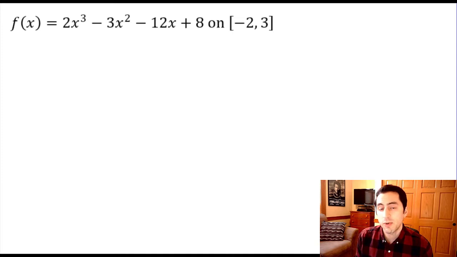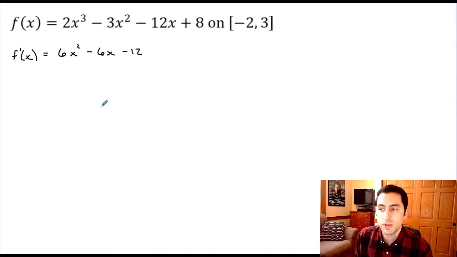The first thing I want to do is find all the critical numbers for this function. So let's start by finding the derivative, f prime of x. This is a polynomial, so we can just use the power rule on each of the terms. The derivative of 2x cubed: the 3 comes down out front, 3 times 2 is 6x squared. Then the 2 comes down, minus 6x to the first. The derivative of negative 12x is just negative 12, and the derivative of 8 is 0.